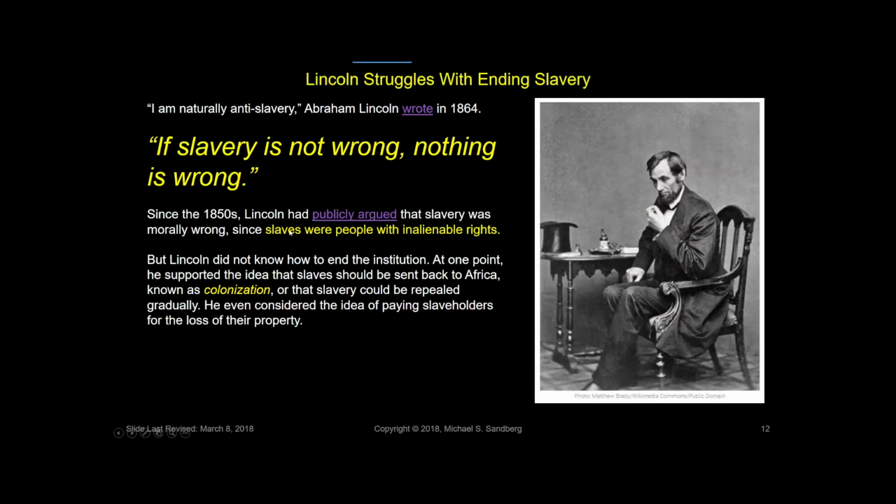And Lincoln, since the 1850s, was arguing publicly that slavery was not only morally wrong, but slaves were people with inalienable rights. If you think back to our Constitution, we have these inalienable rights. But Lincoln didn't know how to end slavery. He first thought, well, we'll find a way to send the slaves back to Africa, which he referred to as colonization. Or what we could do is pay all the slaveholders some kind of compensation for freeing the slaves.